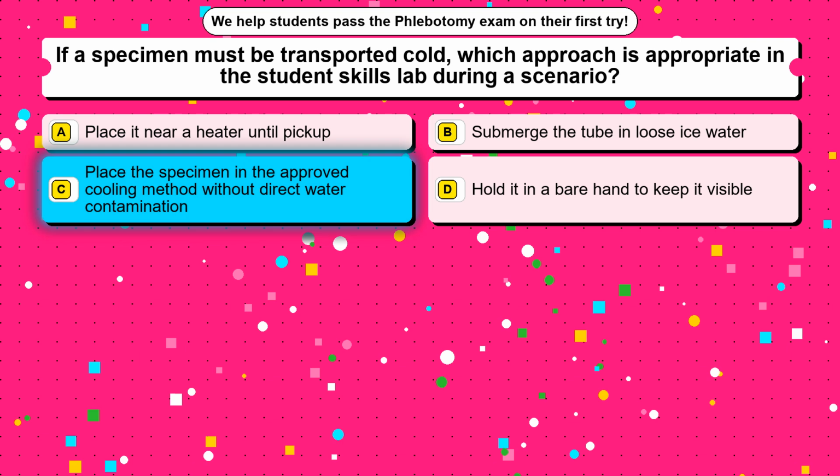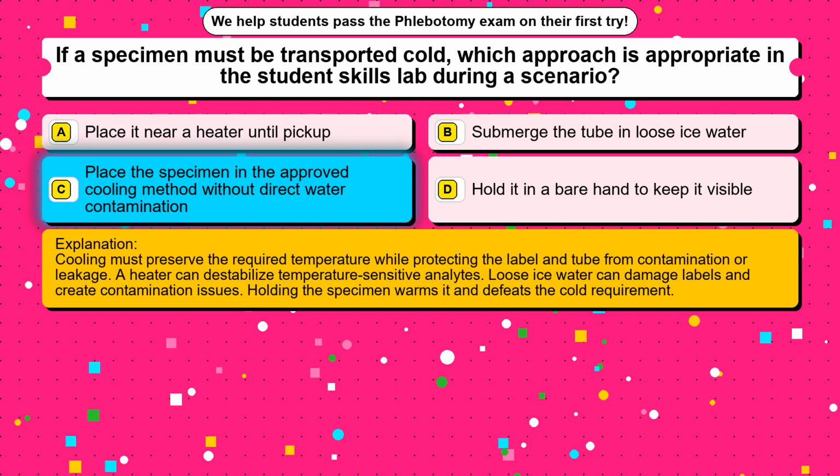The correct answer is option C. Place the specimen in the approved cooling method without direct water contamination. Cooling must preserve the required temperature while protecting the label and tube from contamination or leakage. A heater can destabilize temperature-sensitive analytes. Loose ice water can damage labels and create contamination issues. Holding the specimen warms it and defeats the cold requirement.